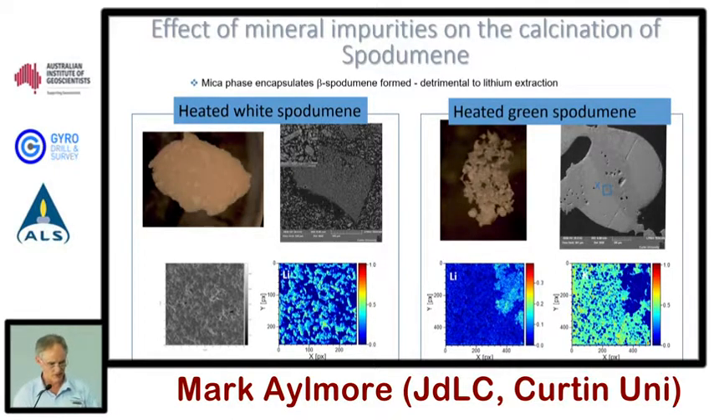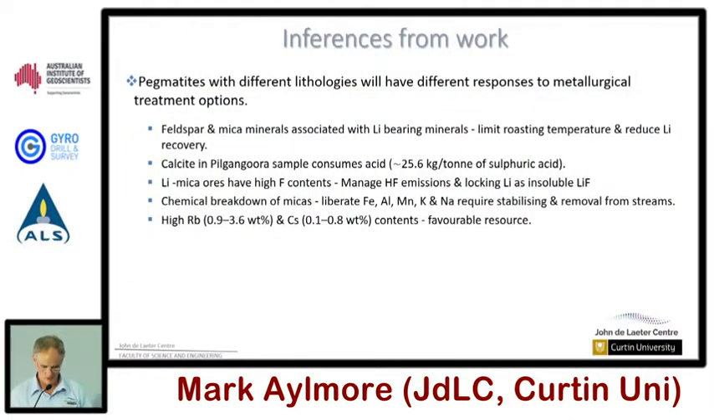This particular picture shows on the left-hand side a white spodumene where all the lithium is nicely homogeneous, whereas on the right-hand side, where we have melts or other phases, it's encapsulated over the spodumene, despite being beta spodumene. So in other words, you have to control some of your impurities in there.